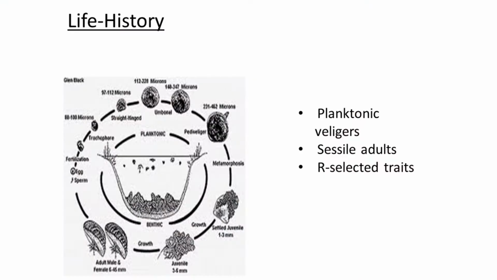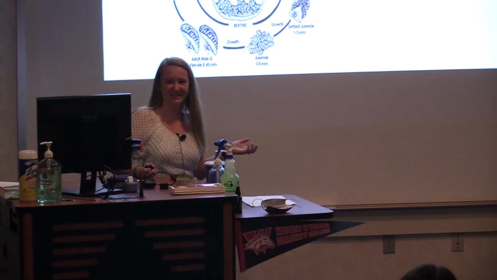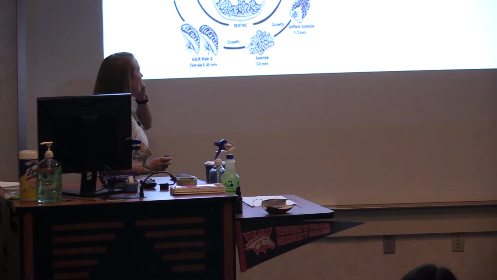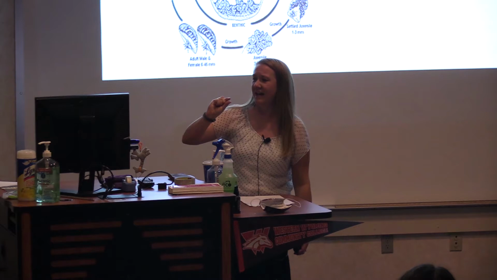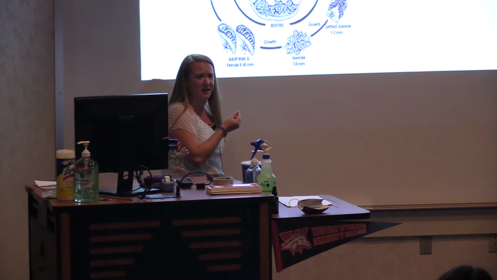These zebra mussels have a free-floating juvenile stage. They're called planktonic veligers, which is super fun to say, so that's why I wanted to get here. Planktonic veligers. And then they settle as adults. But even as settled juveniles, they're like 1 to 3 millimeters. Okay, so think about how teeny tiny that is. And they're microscopic when they are these veligers.